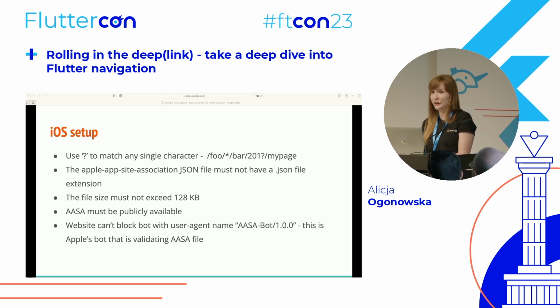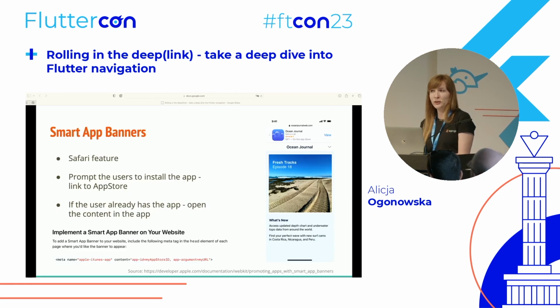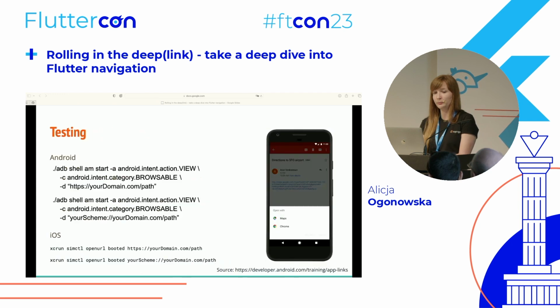This file must be publicly available, as it's checked by Apple. So also make sure that your website doesn't block bots with this user agent name. And one cool feature that iOS has is smart app banners. So it's basically a banner that you can add to your website, actually with, I think, one line. It's a Safari feature. So you can send your users to the App Store to download the app if they don't already have it. And if they have it, you can just navigate them to that content, to that link in the application.